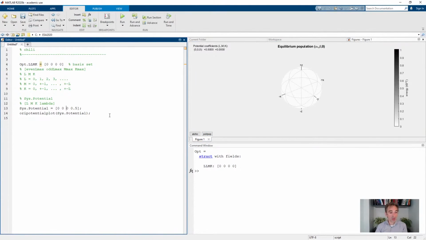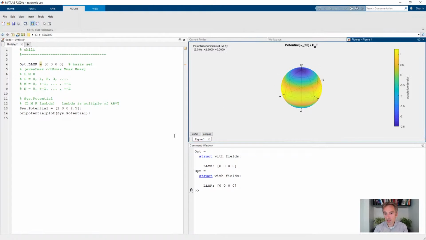Now let's change the L to 2. So the L is 2, M is 0, K is 0. And let's maybe use a little larger lambda. This lambda is a multiple of kB times T, which is the thermal energy, so Boltzmann constant times temperature. And lambda is just a multiple of that. So if lambda is 2, it means that the energy for this function is 2 times the thermal energy. Okay, let's make it 2.5.